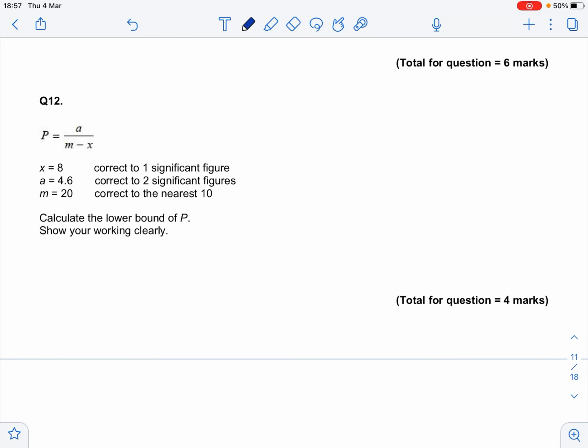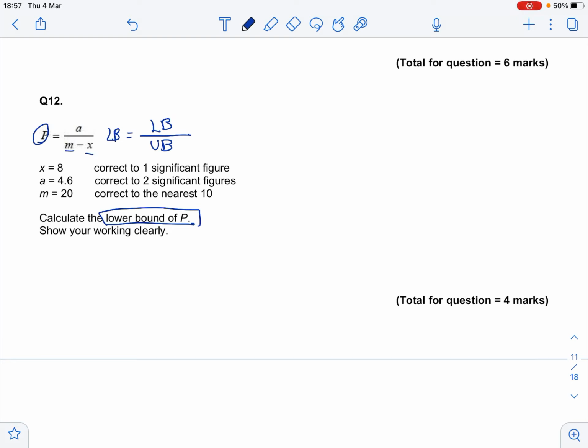Question 12. So this is a bound question. When we're dividing a fraction, we want to find the lower bound of p. So we want to find the smallest value possible for p. To find the smallest possible value, we need to have the lower bound. So the smallest number for the top divided by the biggest number possible for the bottom will give us the lower bound of this number.